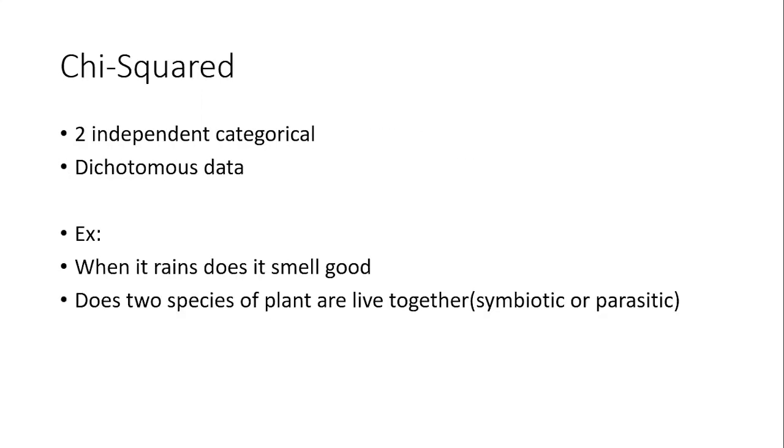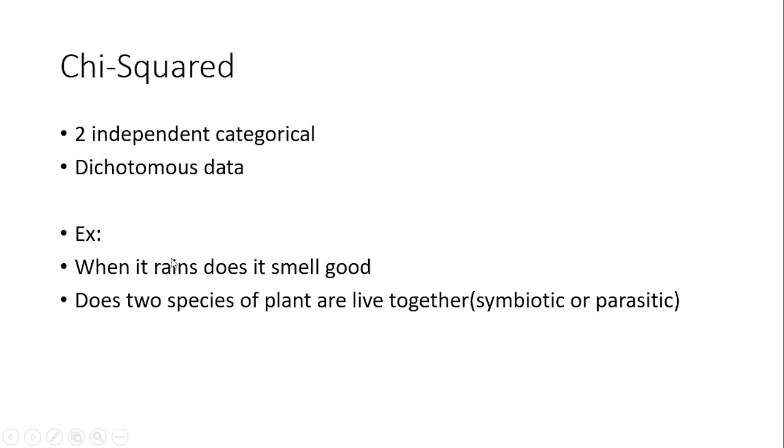So, chi-squared. If you have two independent categorical variables and you have dichotomous data, what does this mean? So you have an independent and another independent, and both are categorical, and your data is either a yes, no, 1, 0 type of question. Dichotomous means there is only two outcomes. So let me explain with the examples. When it rains, this is the first independent categorical. Does it smell good? The smelling is the second independent categorical data.